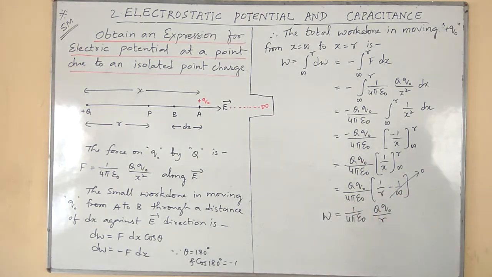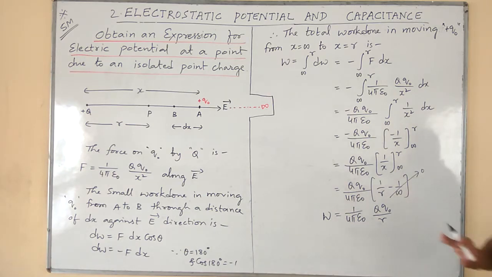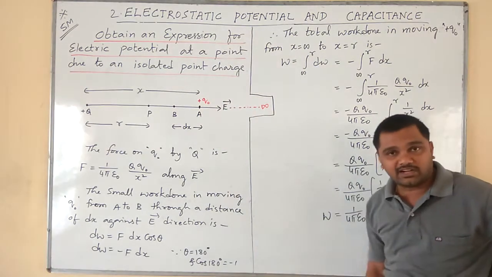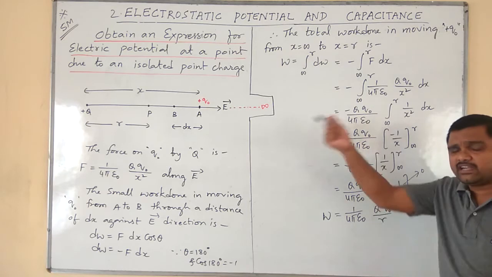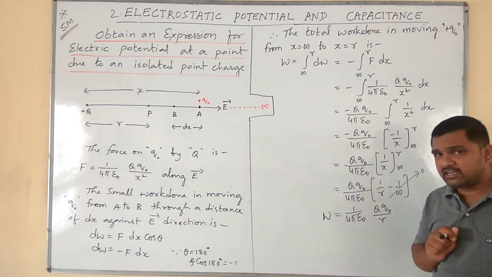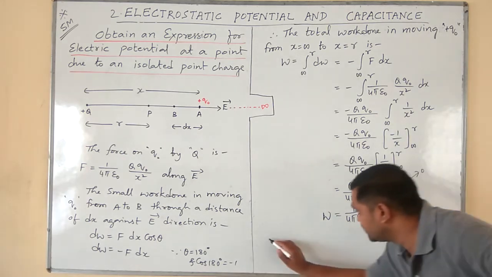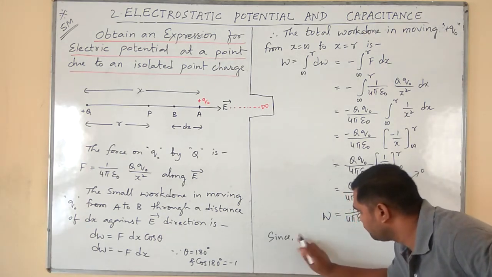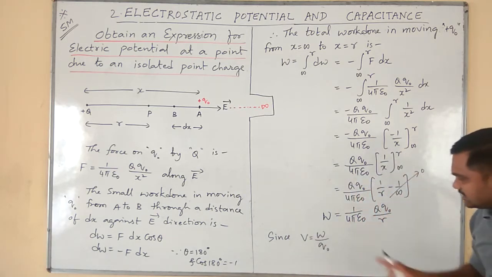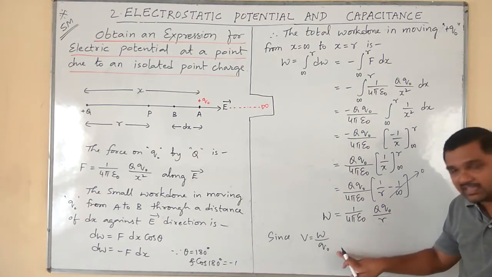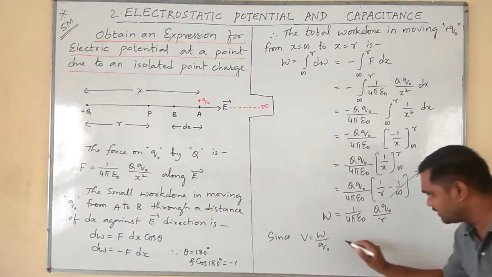This is the value of total work done in moving a unit positive test charge from infinity to that point P. But actually, what we wanted was the expression for electric potential, isn't it? How are electric potential and work done related? Since V is equal to W divided by Q naught, that is the amount of work done in bringing a unit positive test charge from infinity to any point in the electric field.